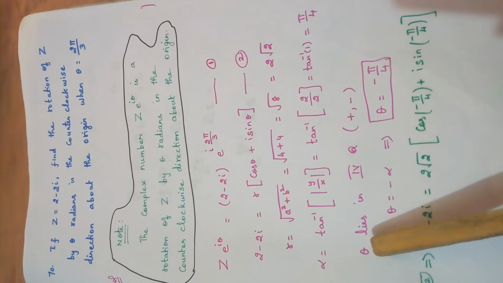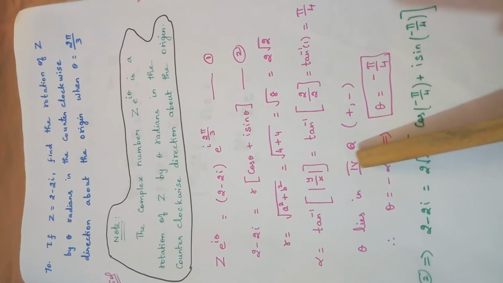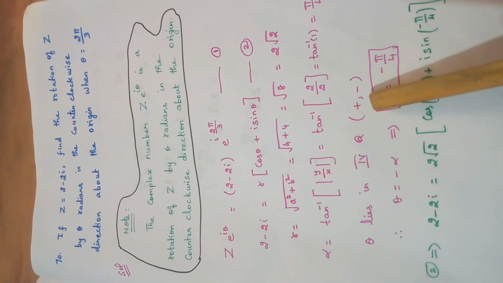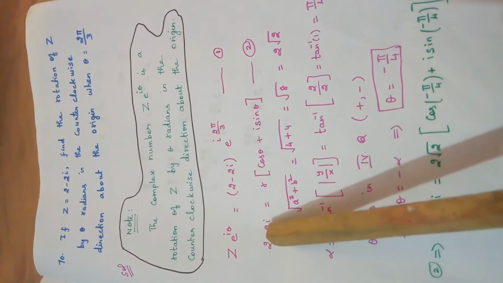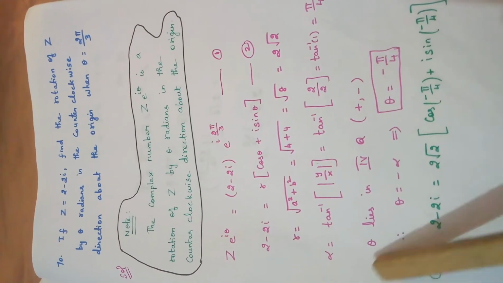Theta will be found out using quadrant. Theta lies in the fourth quadrant. Why am I telling fourth quadrant? See the complex number, plus minus. That is what is written in the bracket, plus minus. Real part is plus, imaginary part is minus. So the theta value lies in the fourth quadrant.